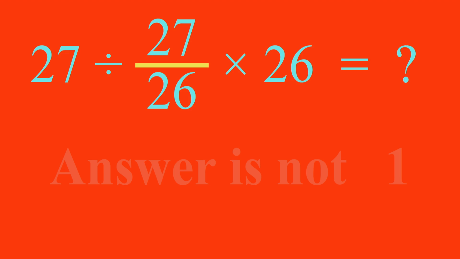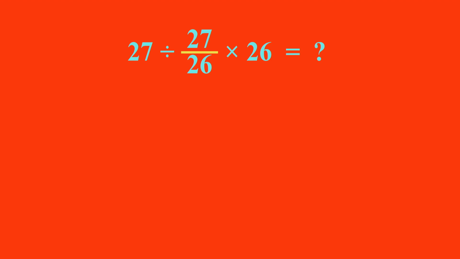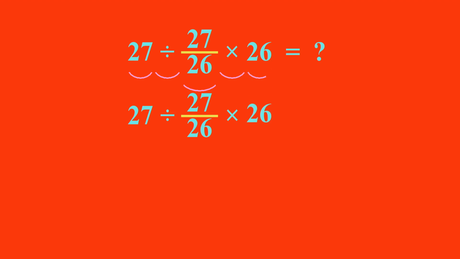Rock stars! Hey, welcome! In this exciting episode, our goal is to determine the numerical value of this statement: 27 divided by 27 over 26, then times 26. First we do this multiplication, 27 over 26 times 26. We can easily cancel this 26 and this 26. So here we have this 27 only, and 27 divided by 27 equals 1.